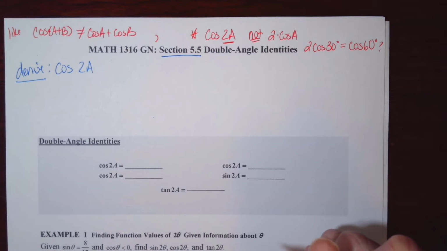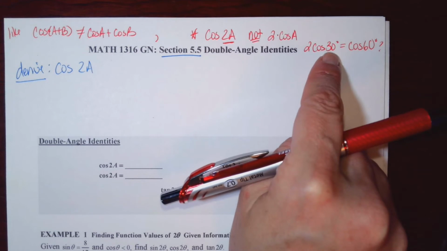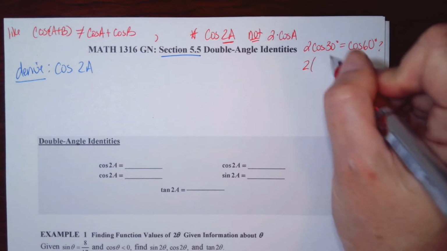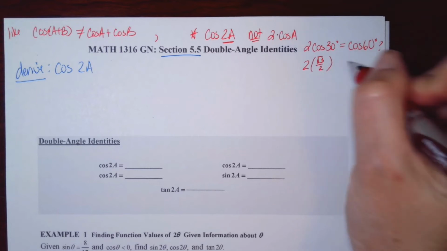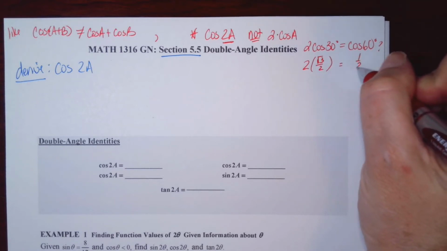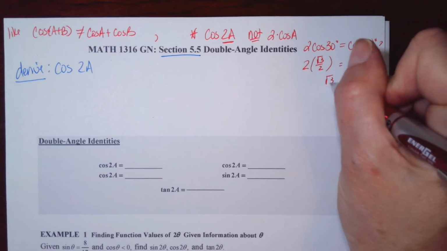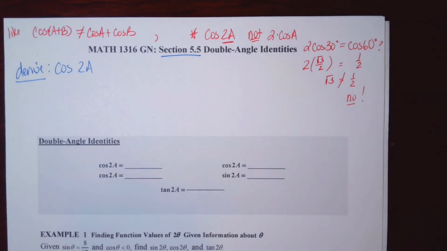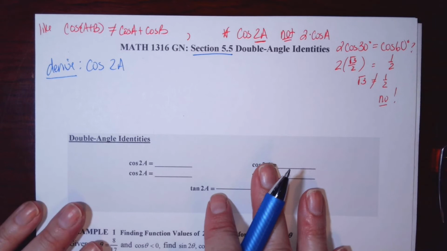So I need to see if that would be true. In this case, a would be 30 degrees. 2 times the cosine of 30, is that equal to the cosine of 60? Well, if you look at your identity sheet, the cosine of 30 degrees is square root 3 over 2, and cosine 60 degrees is 1/2. If I multiply this and simplify here, I've got square root 3 equal to 1/2, which is not true. So you see that mathematically does not work. And if it doesn't work one time, that disproves my idea that that might be how to do that identity.